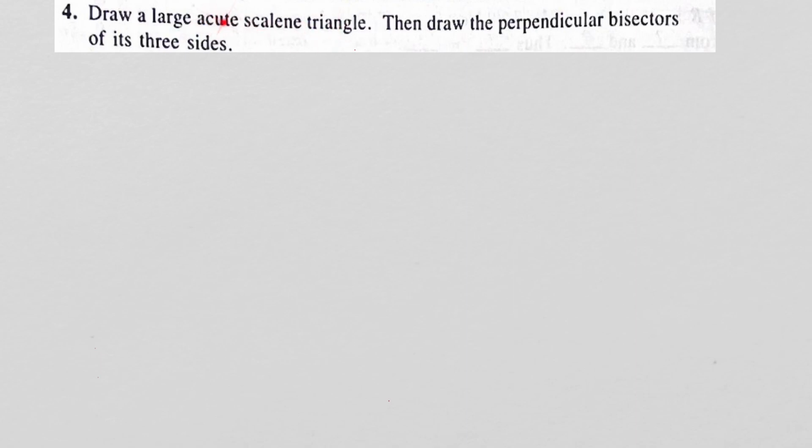All right, we want an acute scalene triangle. Well, first of all, an acute triangle is a triangle where none of the angles are 90 degrees or bigger. So all three angles are smaller than 90 degrees. And the scalene part of it means that none of the three sides are exactly the same length.